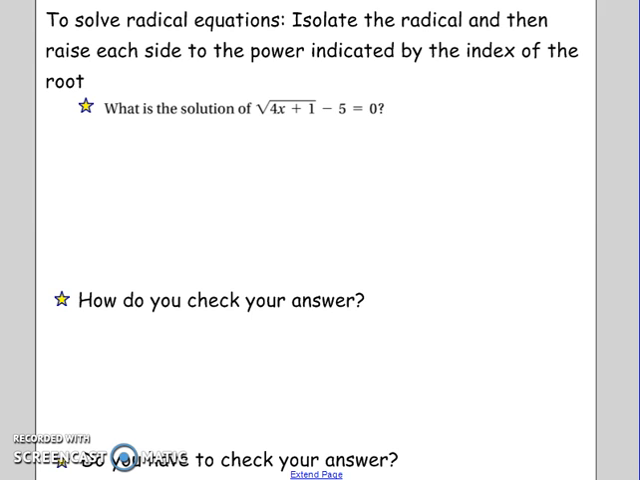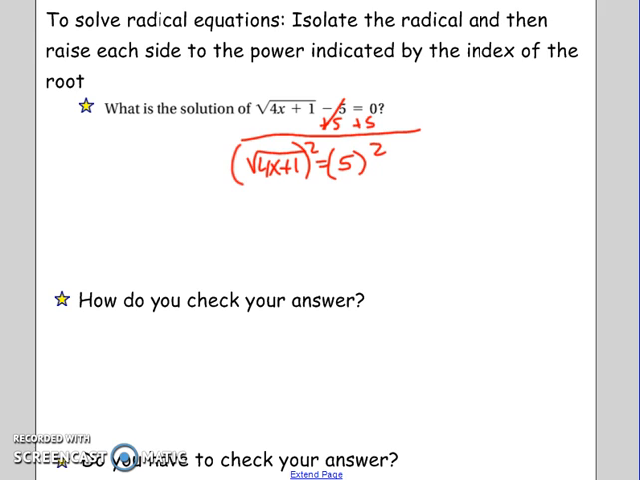So, if you want to find the solution of the square root of 4x plus 1 minus 5 equals 0, we're trying to isolate the radical. So first thing we want to do is add 5 to both sides. So we have the square root of 4x plus 1 equals 5. And then you want to square both sides. So we're going to square the left and square the right.